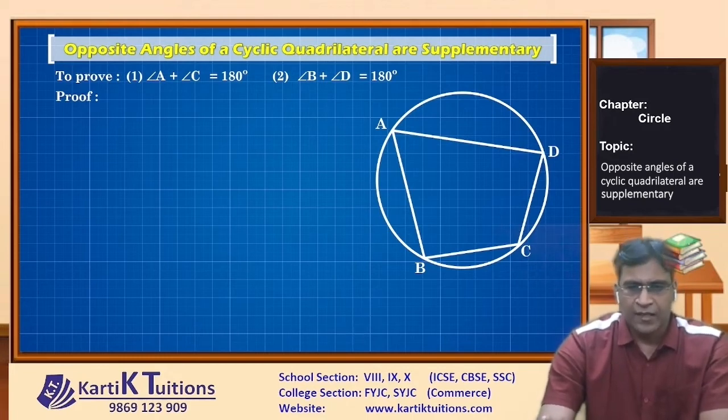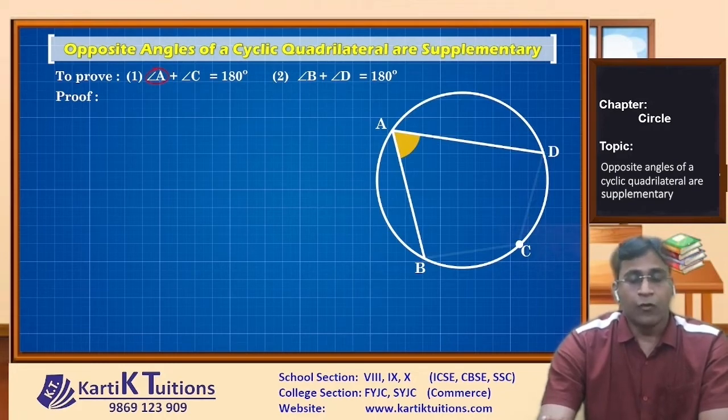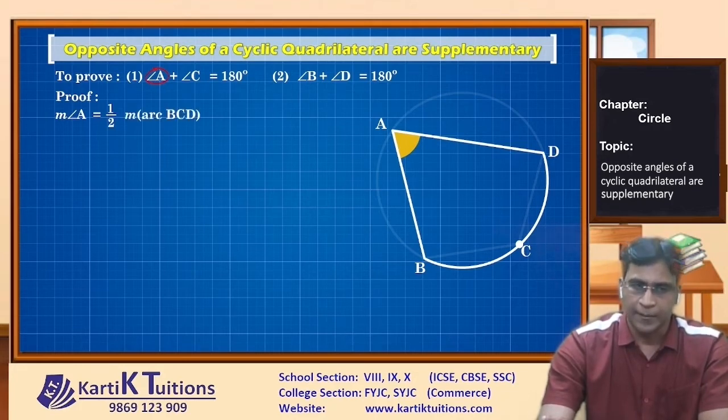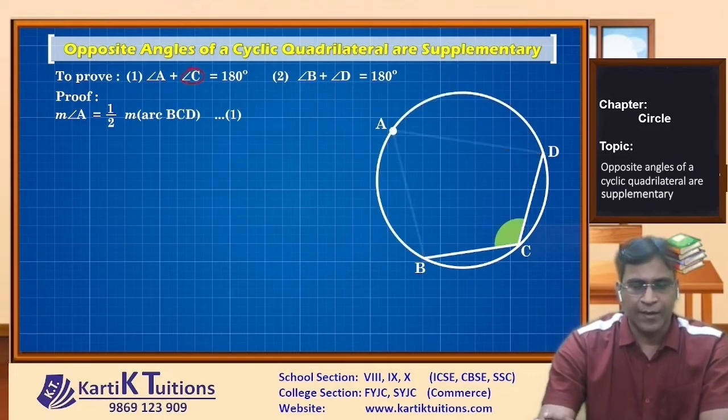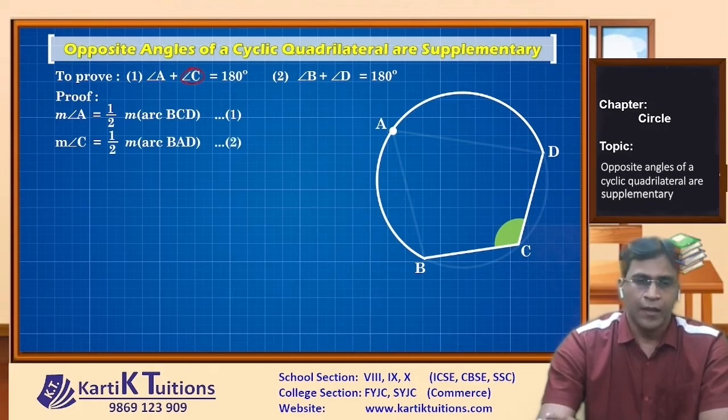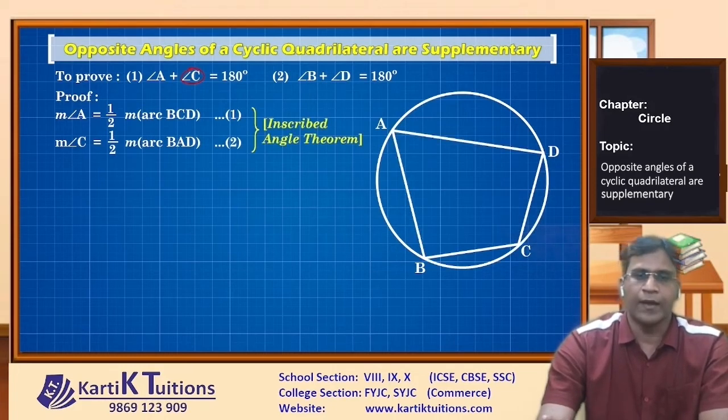It's very easy. Let's observe angle A. Angle A is an inscribed angle. Which is the intercepted arc of angle A? It's arc BCD. So measure of angle A will be half the measure of the intercepted arc BCD, and the reason is the inscribed angle theorem. Let's talk about the next angle, angle C. Again it is an inscribed angle, and its intercepted arc is arc BAD. So measure of angle C will be half the measure of major arc BAD. For both, the reason is the same, the inscribed angle theorem.